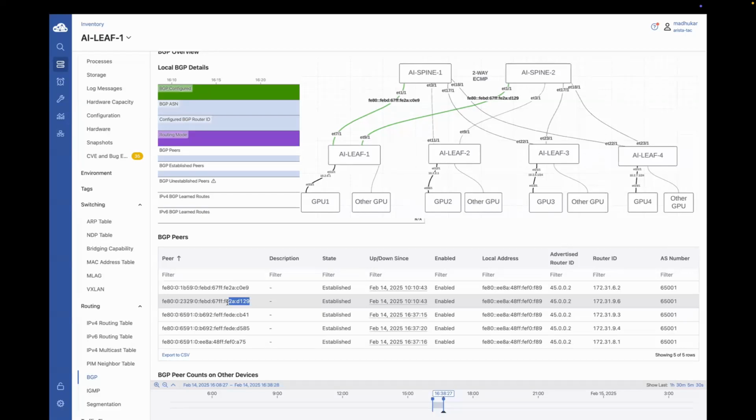But if we look at this BGP table or the peership table, we see 3 other IPs, one ending with CB41, the other one ending with D585, and the last one ending with A75. Now we see that there are these 3 other neighbors that came up around the time of the issue, but we are still not aware of who owns these IPs and how did we learn about these IPs on the AI leaf 1.